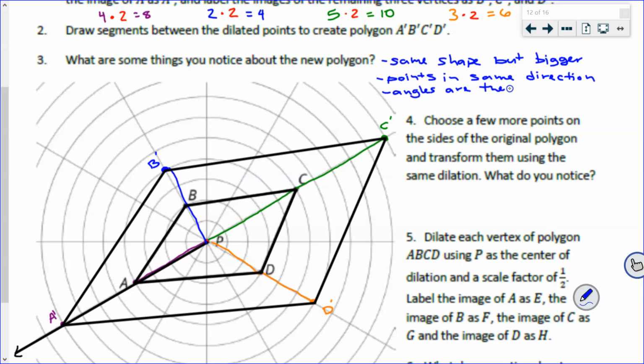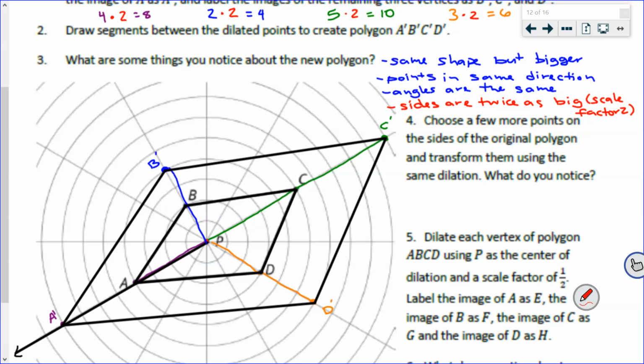Are the side lengths the same? Obviously not, because you said that they are bigger. So the question is, how much bigger are those sides? Xander? They are 2 times as big. Why are they twice as big? Well, because it was a scale factor of 2. Yep. It's really not too bad. The circular grid can be really helpful for doing dilations.